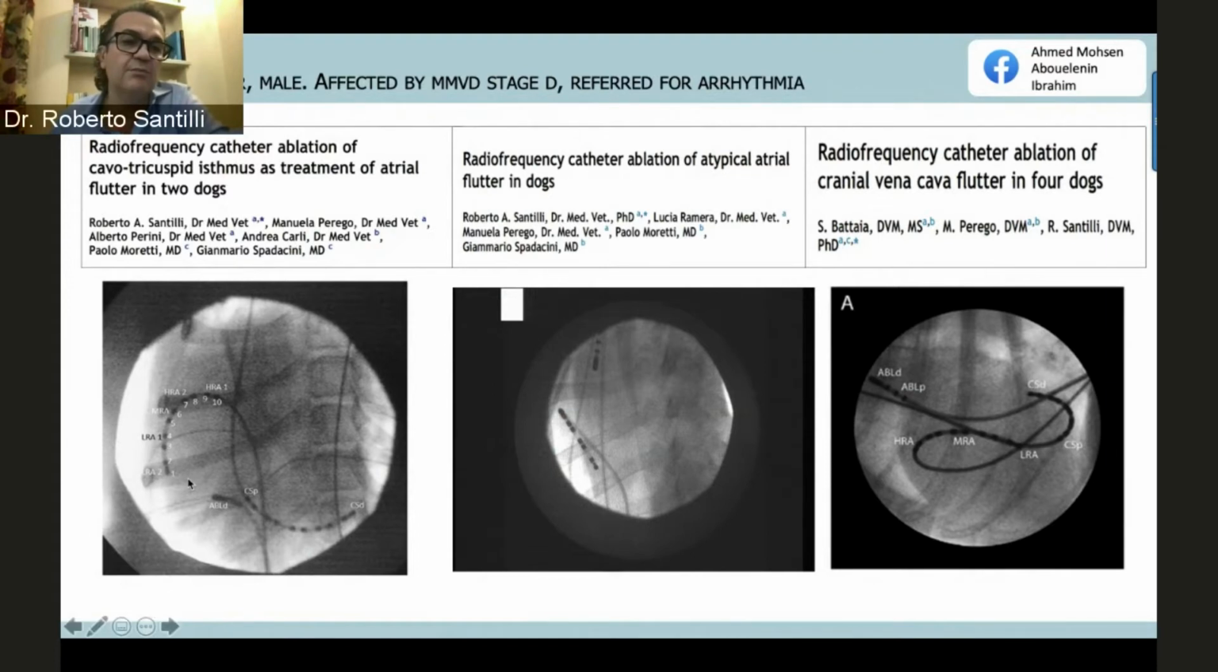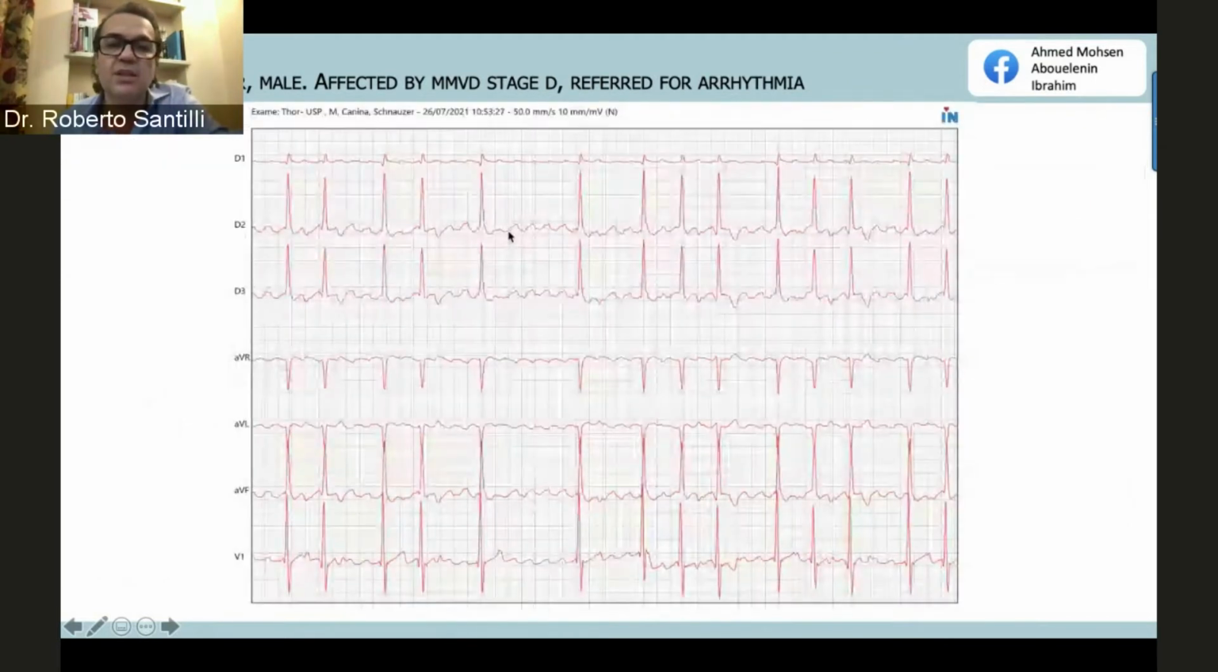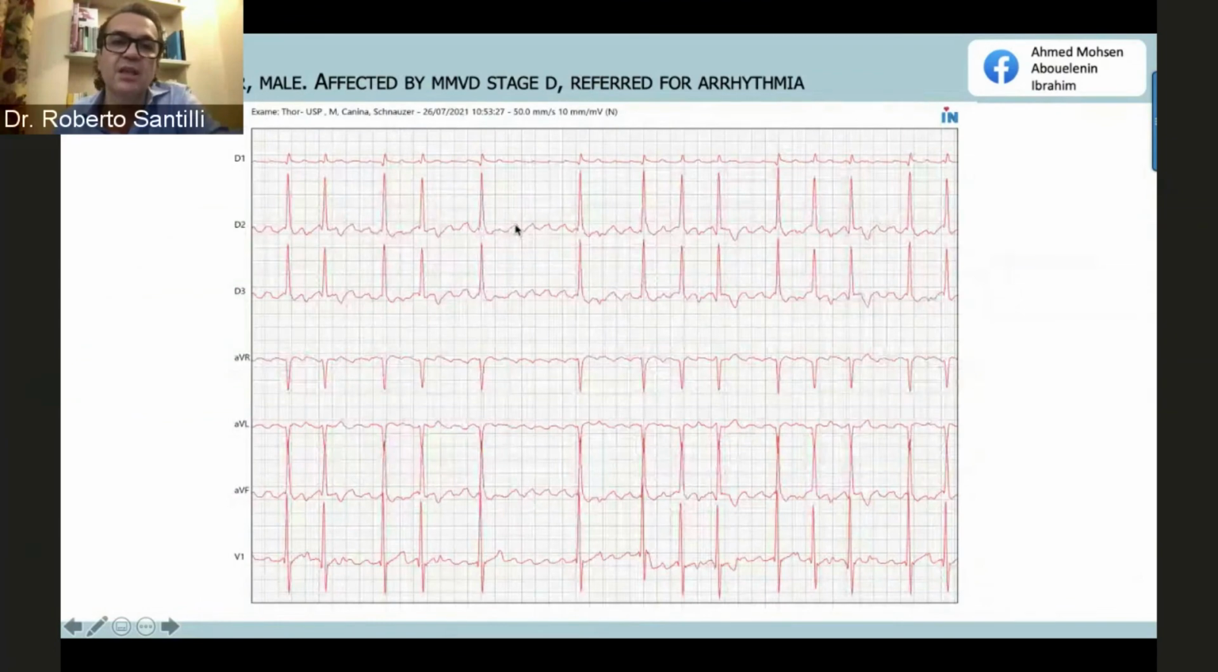Then in the same case series, we also found dogs which we call typical reverse atrial flutter. So it's a flutter that is going clockwise. So it's moving in the isthmus, then exactly as the hour clock time. So like this, clockwise. So if we go back here, this type of appearance, it's a sawtooth pattern of appearance.